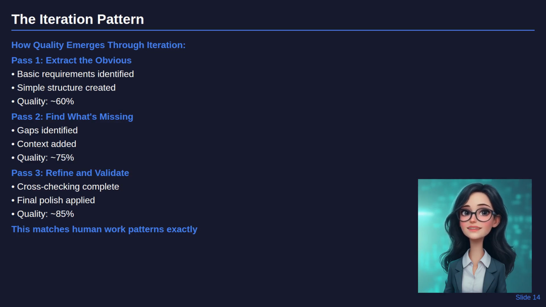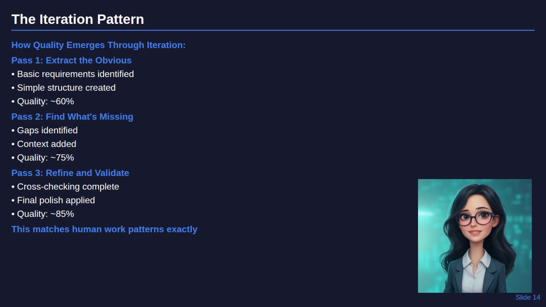In Pass 1, we extract the obvious requirements and create basic structure. Quality is around 60%. It's rough, but it's a start. In Pass 2, we identify what's missing and add context. Quality improves to about 75%. It's taking shape. In Pass 3, we cross-check everything and apply final polish. Quality reaches about 85%. It's professional grade.